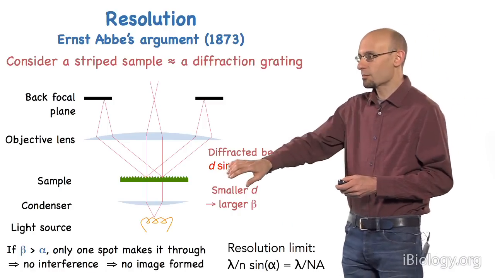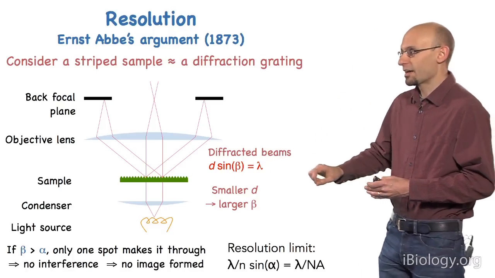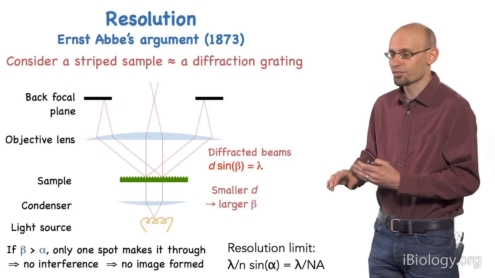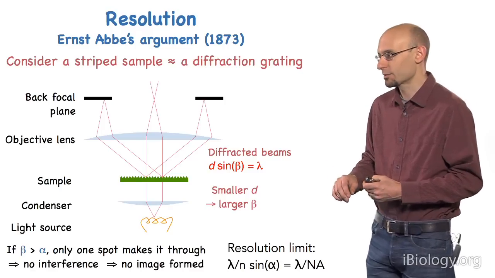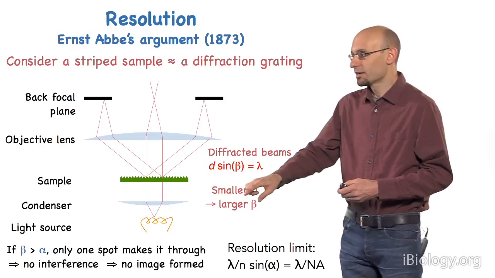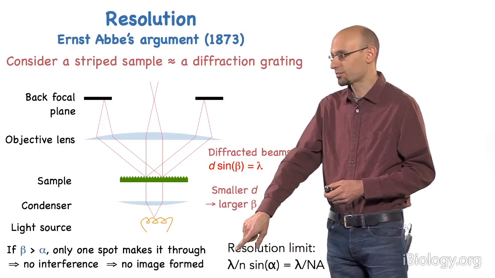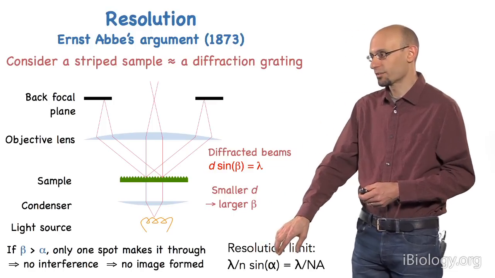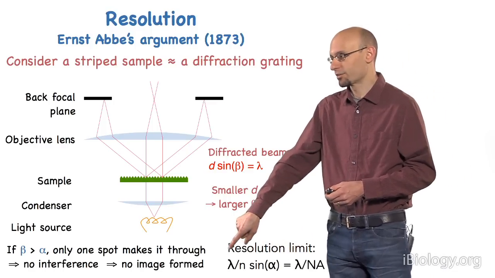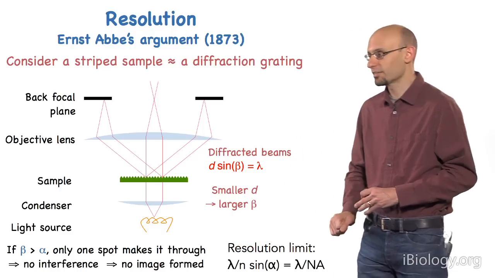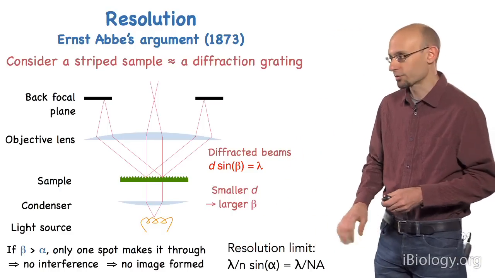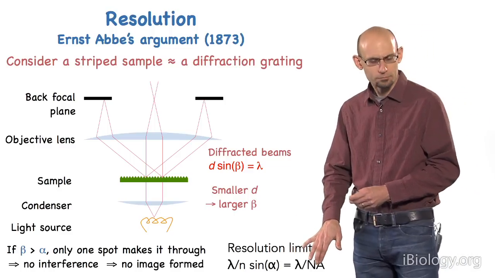And so if we just set beta equal to alpha, so if we ask what's the very smallest stripe spacing we can see, what's the largest diffraction angle that we can actually collect with that objective, and we do the math, then you would find that the resolution here is just equal to the wavelength of light divided by the sine of the largest angle that the objective can collect, and then there's this factor here of the refractive index. And so this gives us the well-known resolution limit of lambda over NA.